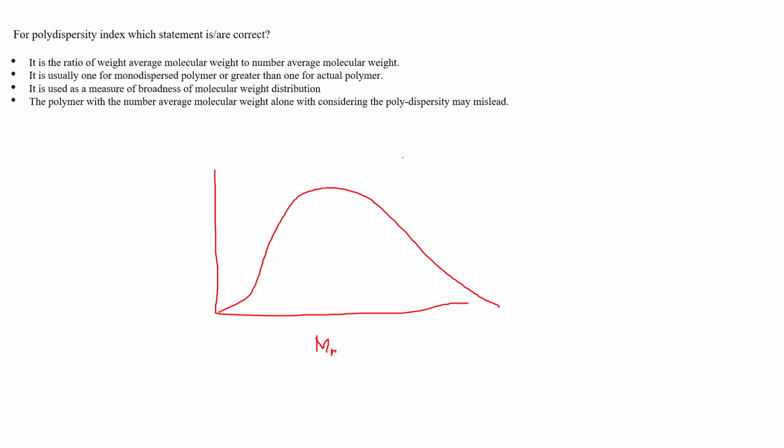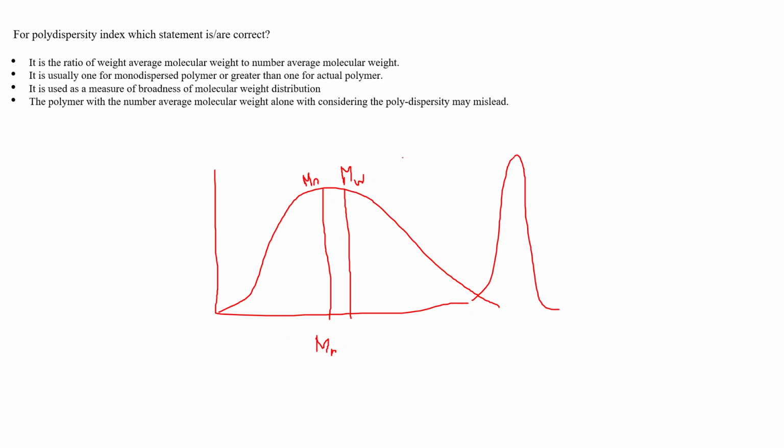In the middle, we will have the number average molecular weight, Mn, and next to that, we will have the weight average, or you can call it the mass average also, Mw. So what we get in this distribution is the ratio of these two. If it was a monodisperse polymer, these both will coincide and your distribution will look something like this.